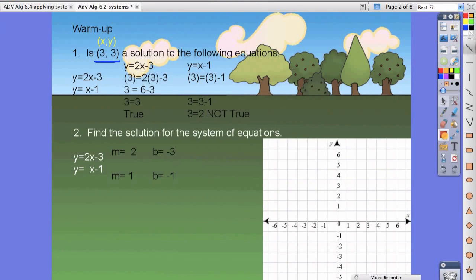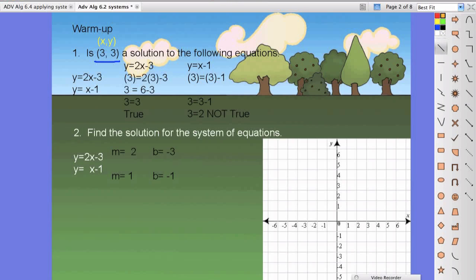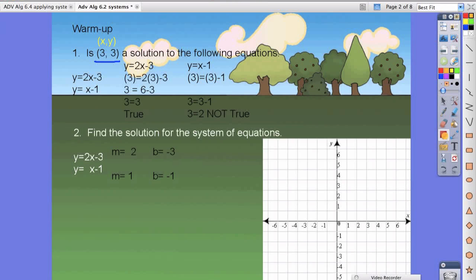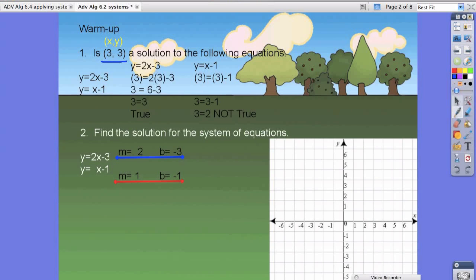To be fair, we are going to graph the top equation in blue and the bottom equation in red. So, to start, we're going to graph the top one by plotting the y-intercept. The y-intercept just happens to be negative 3. So we're going to go from the origin, down 1, 2, 3. And that's our y-intercept. And then using our slope, which is 2, or rather 2 over 1, we're going to rise 2 and run 1.